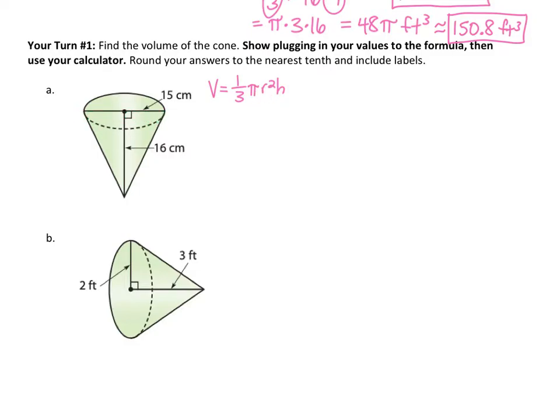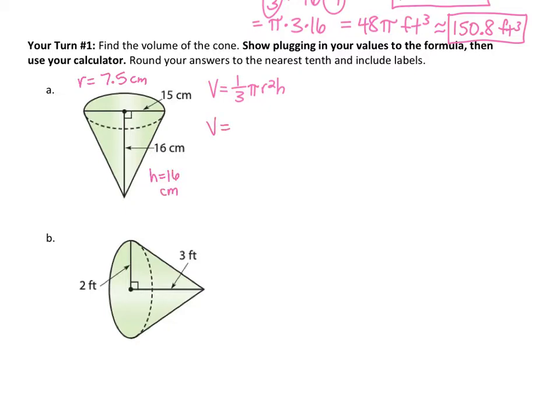We need to find the radius and the height. So we're given the diameter, which is 15 centimeters. Remember, the radius is going to be half of that. So the radius is 7.5 centimeters, and you can do that in the calculator if you need to. And then the height is 16 centimeters. So let's plug it into our formula.